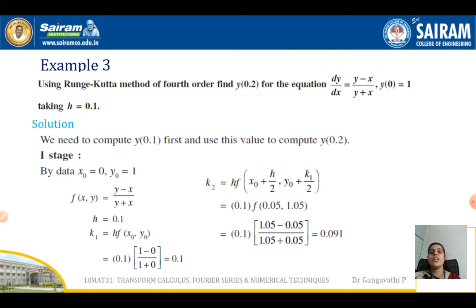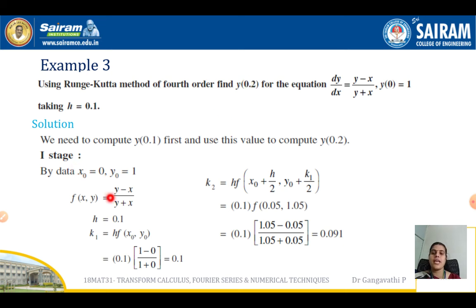And example 3: using the Runge-Kutta method of fourth order, find y of 0.2 for the equation, given y of 0 is 1, and take the step length as 0.1. So now understand how many stages you need to do. x naught is 0 here, h is 0.1. Once h is 0.1, that is the step length, we have 0, 0.1 and 0.2. So you have to do the problem in two stages.